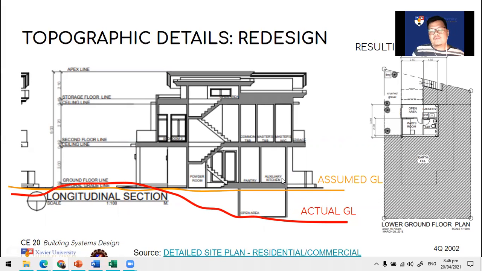So the client actually was surprised by this difference in elevation, because when they bought the land, they even assumed that it's flat. So the architect had to be critical in the design. So we worked together to implement 3 schemes. The first scheme is what you will find here, the lower ground floor plan.